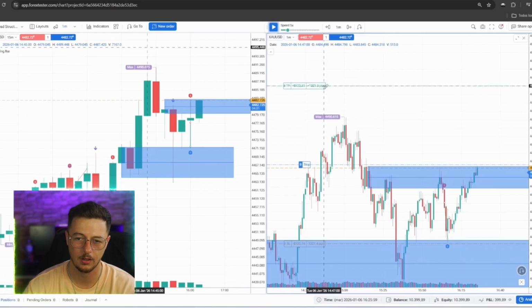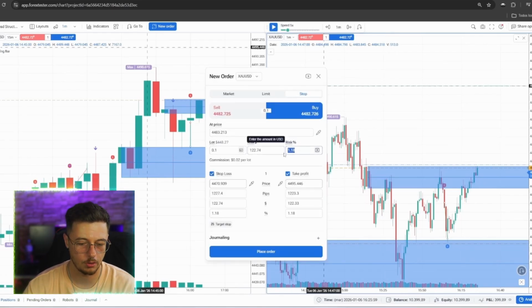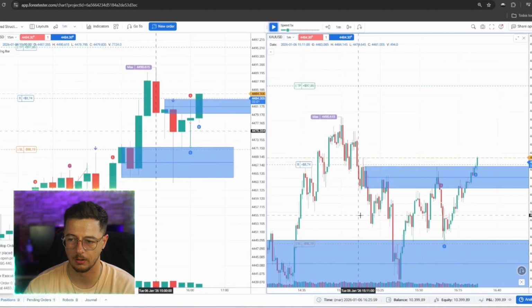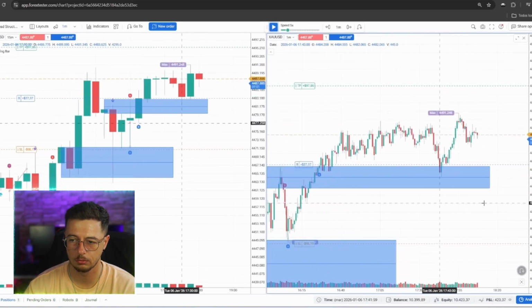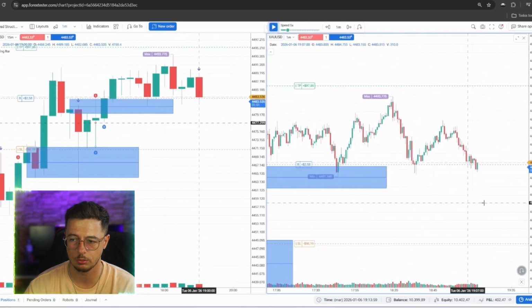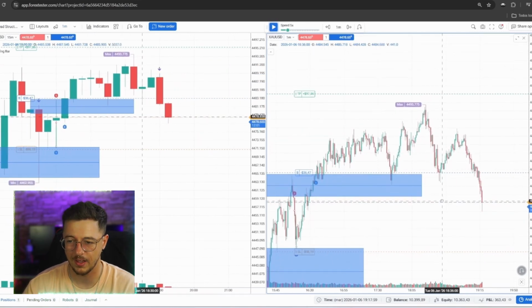So basically it's double the size of our average trade, but that is completely fine. So let's see how this one performs. Oh, it looks like it's going to go up. Okay. Ooh, that's a shame. That is a shame.